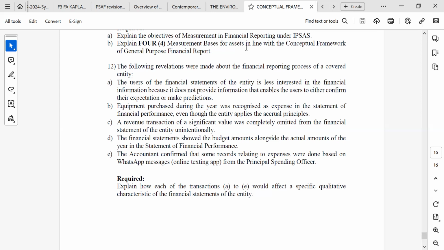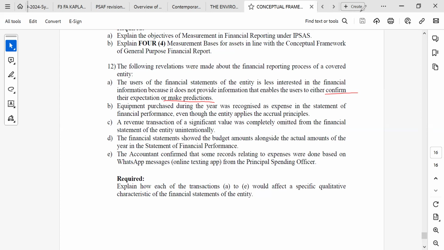The confirmation and also what? The predictions. Okay. Are we okay? So that's why we are having the relevance. Okay. Let's take the B.